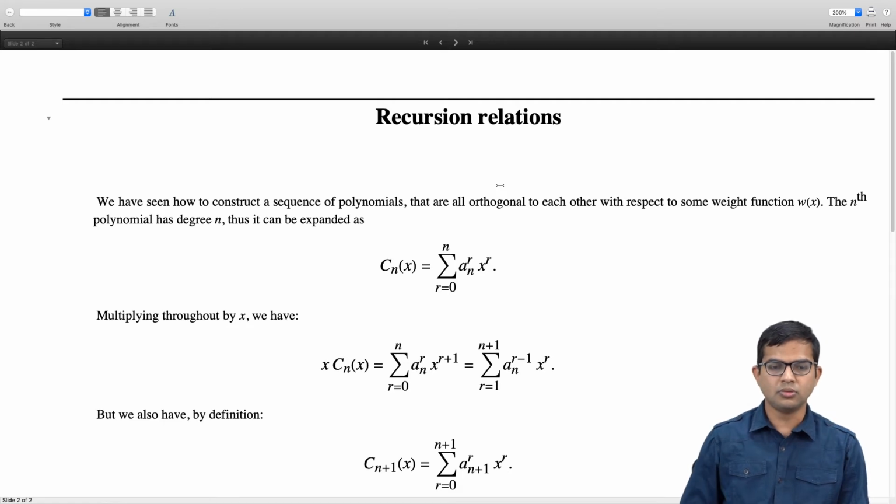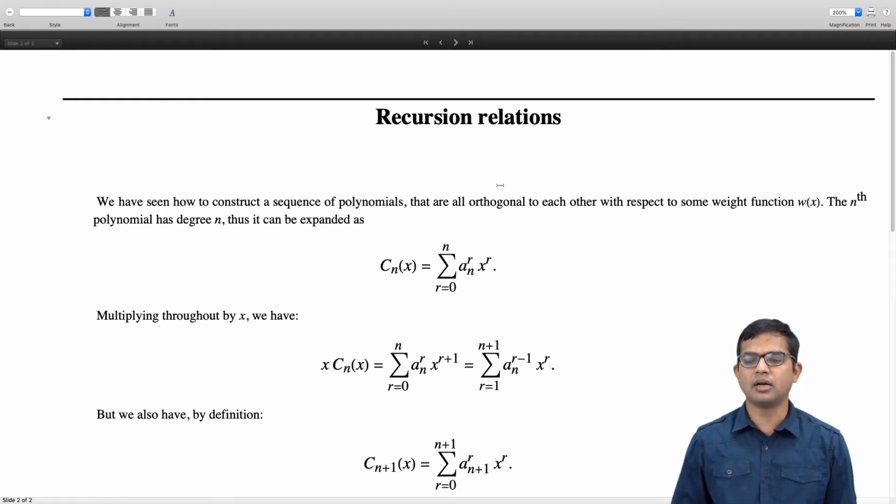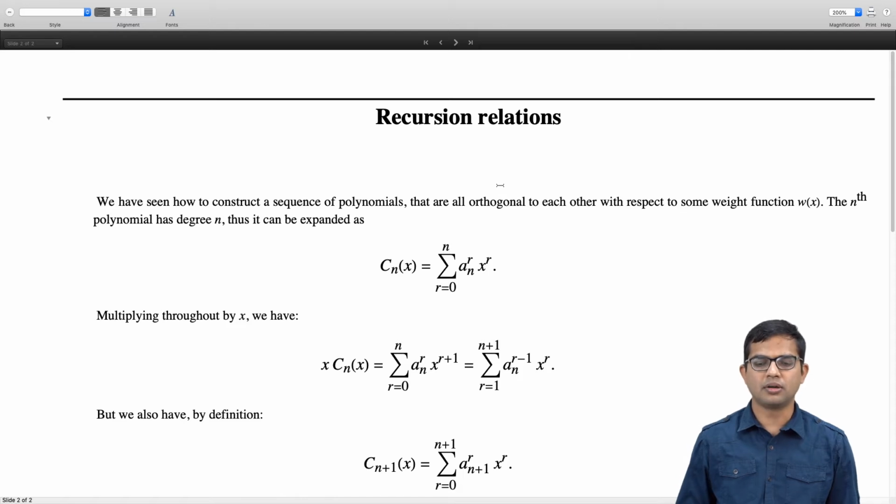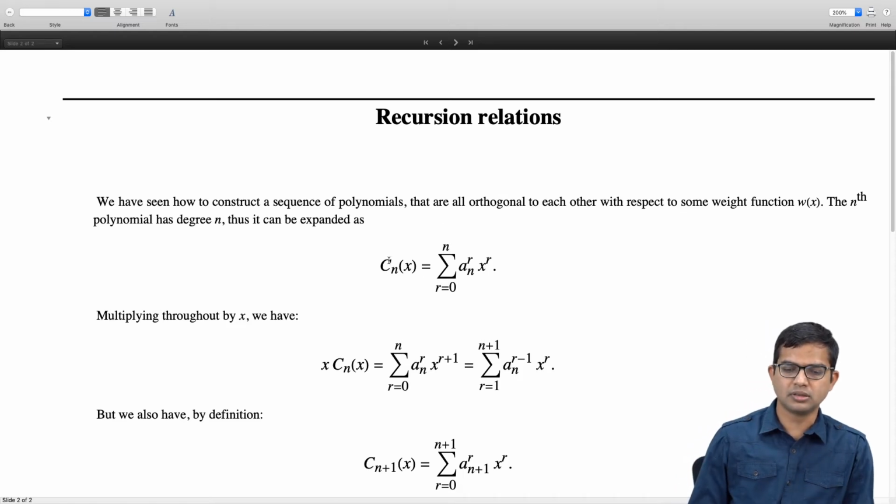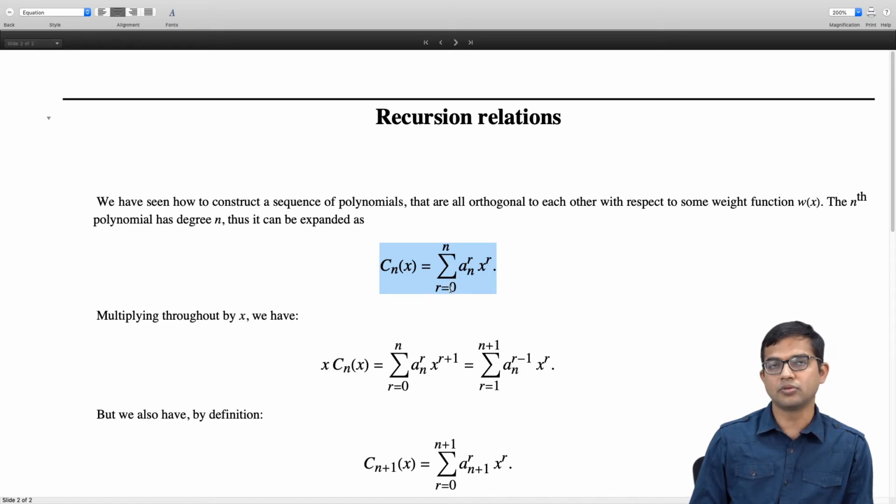Okay, so we start by writing down a generic nth degree polynomial, right? So our nth degree polynomial has a bunch of coefficients like this. Cn of x is equal to some summation over r going from 0 to n. It's a degree n polynomial. So, a_n^r x to the r. Now if you multiply throughout by x, we get a polynomial of degree n plus 1, right?